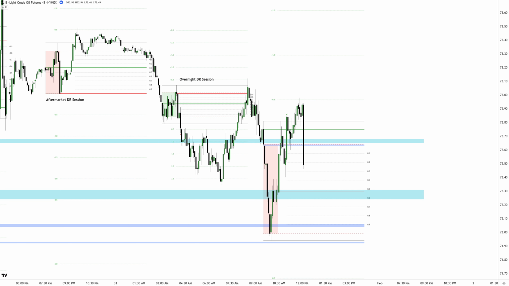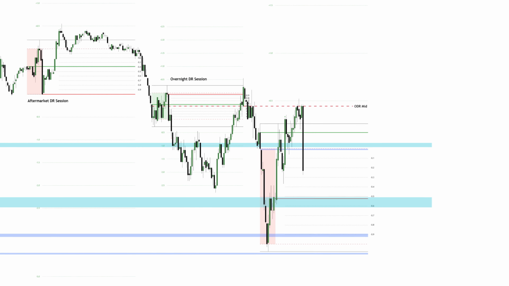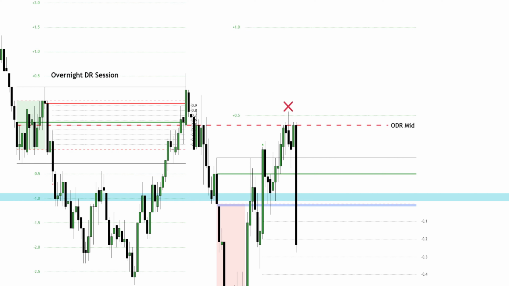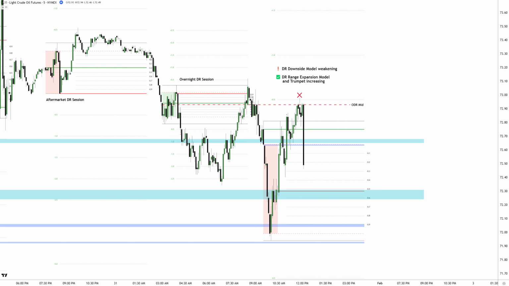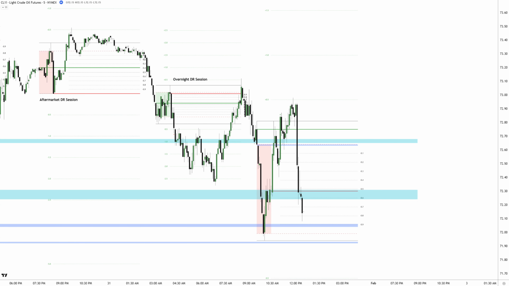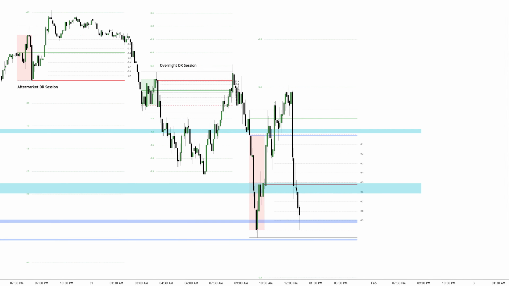But here's where the trade became even more interesting. The overnight DR session mid was breached, further weakening the DR downside model and increasing the probability of a DR range expansion or trumpet-like price action. While the DR downside model wasn't fully invalidated yet, stacking probabilities in favor of long setups became the logical approach. Price retraced deep through the defining range, stopping perfectly in the retirement setup area.